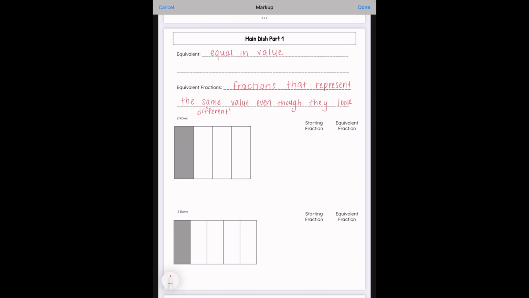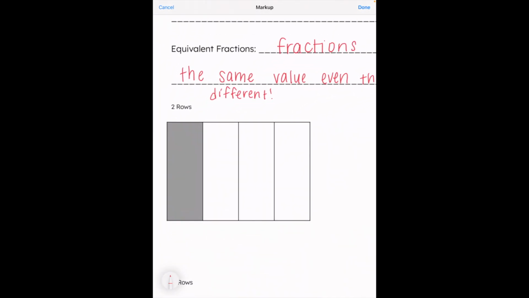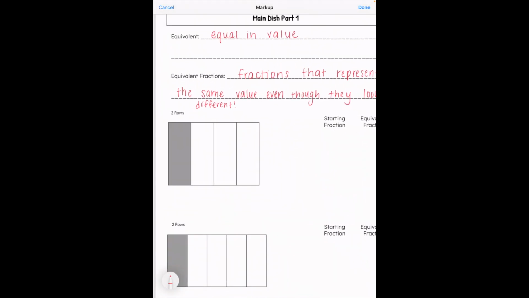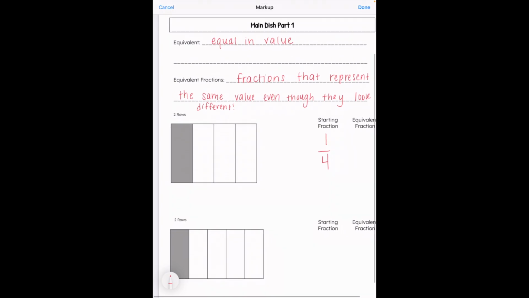So today we are going to get to explore creating equivalent fractions by using visual models. So if you're looking at the first visual model here, the fraction that's being represented is 1/4. So we're going to put that under the starting fraction. Then we're going to take a look at what is right above that visual model, and we're actually going to create that many rows within this visual model.